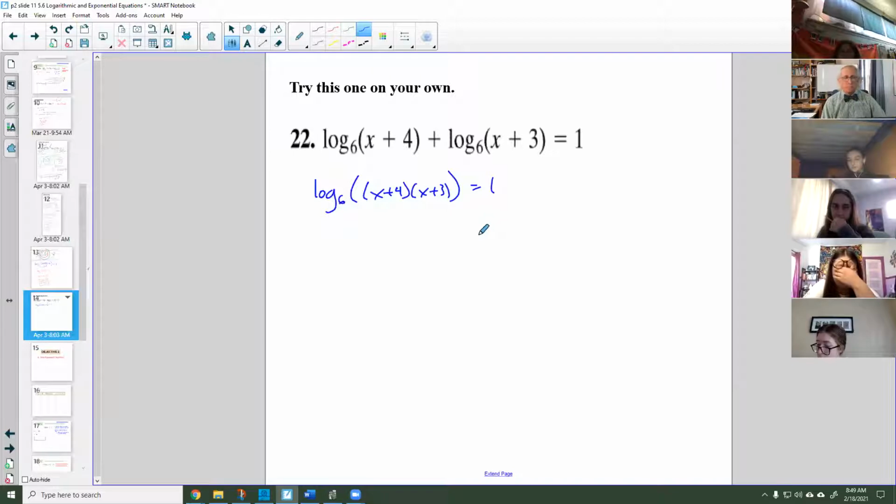And then I factored it, and then it turned out to be log base 6, and then in parentheses, x squared plus 7x plus 12, equals 1. How do people feel about that?